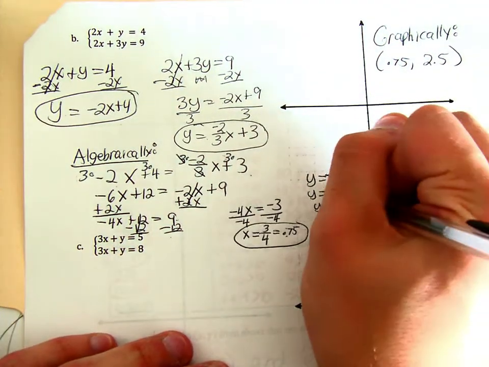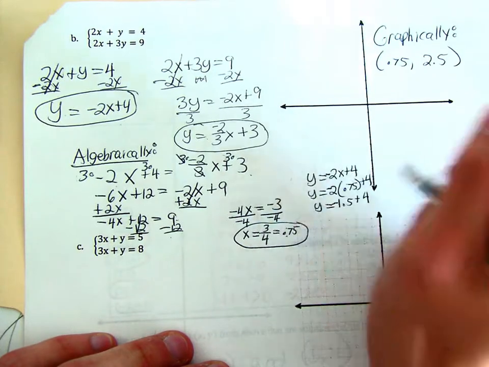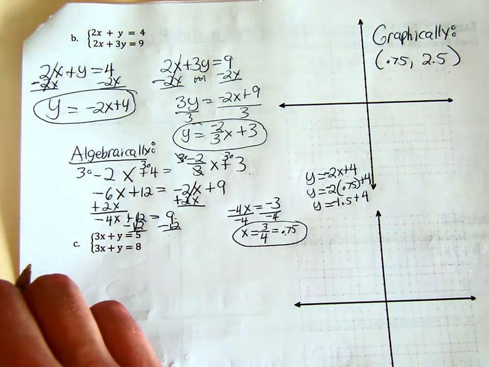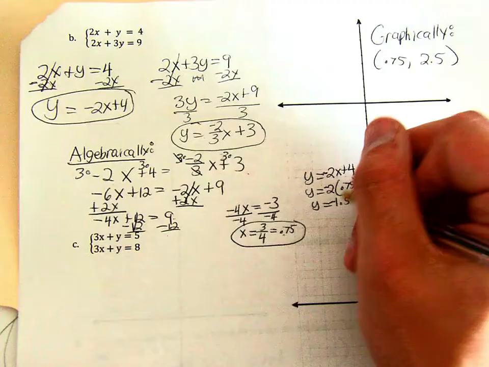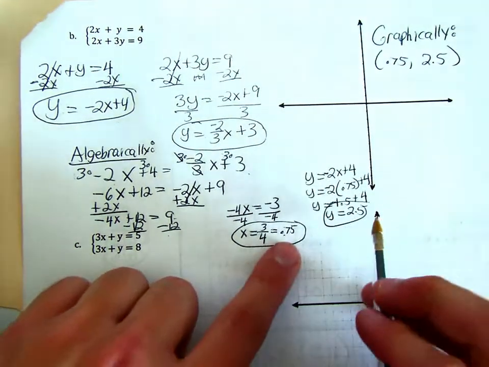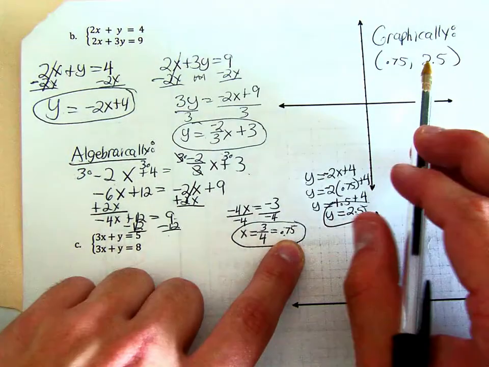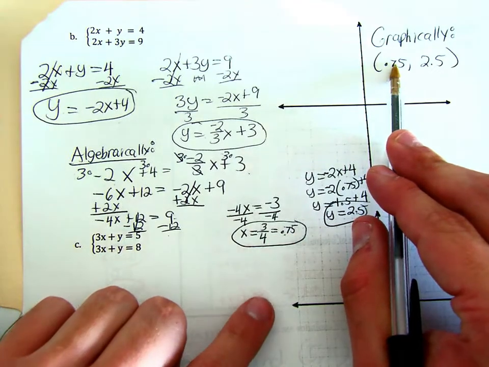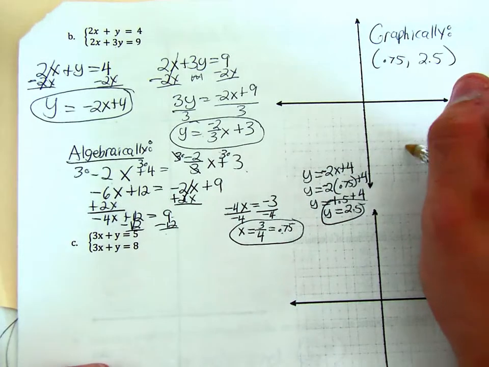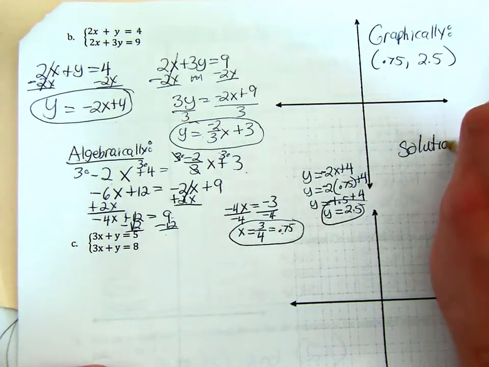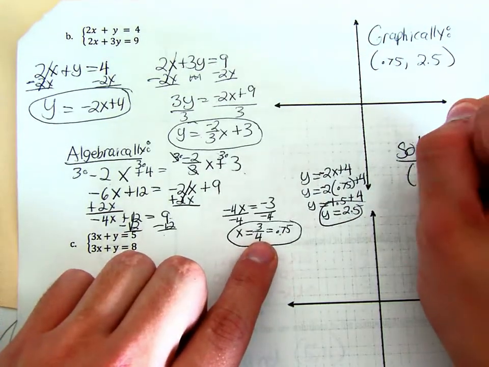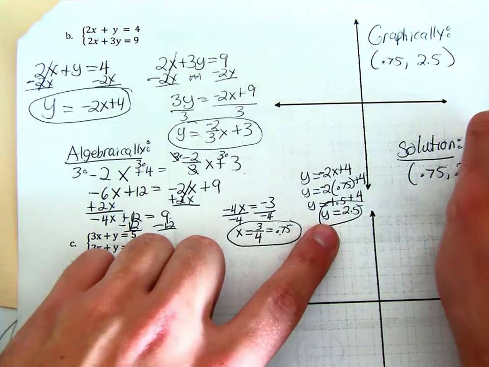This is a negative 2x. So this would be a negative 1.5 plus 4. Negative 1.5 plus 4 is going to be equal, so y is going to be equal to 2.5. So in both cases, I got my solution as negative 0.75, 2.5. So I know that my solution then is going to be negative 0.75, 2.5.